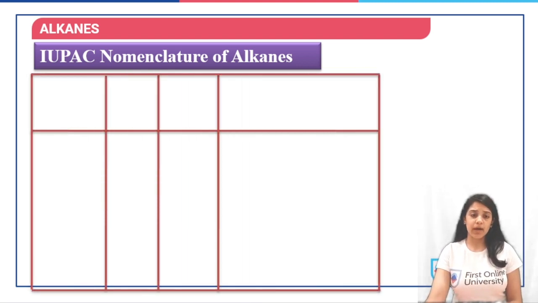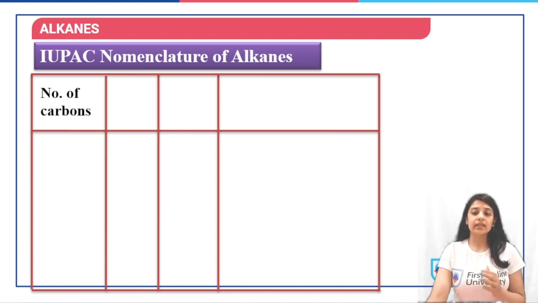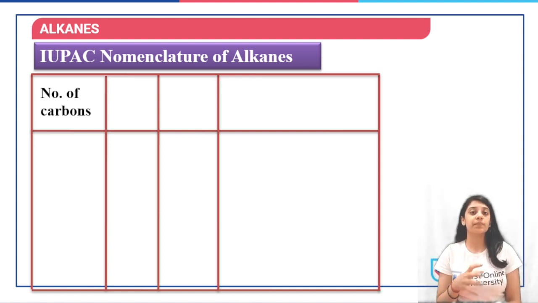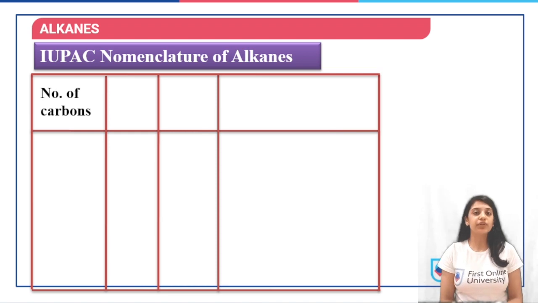So let us talk about the nomenclature in a very systematic manner so as to be able to remember this for a long term, because nomenclature forms the foundation of organic chemistry. And if you're not able to name any compound, or if given the name you're not able to predict what the compound is, then it becomes very difficult for you to proceed ahead with the question.